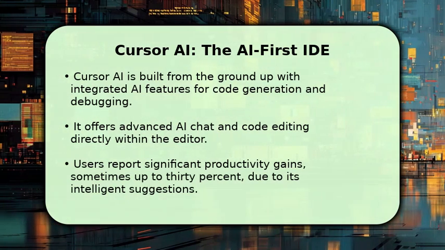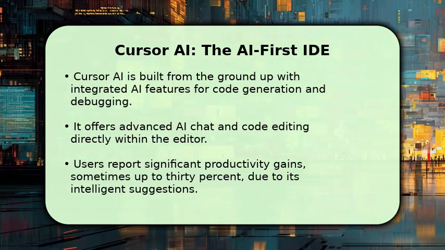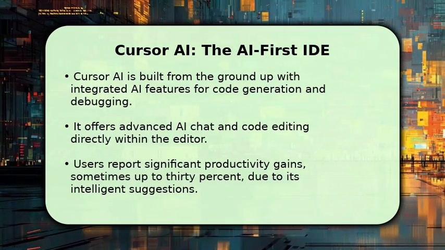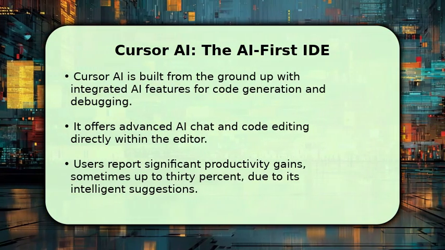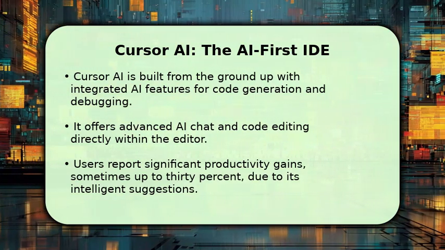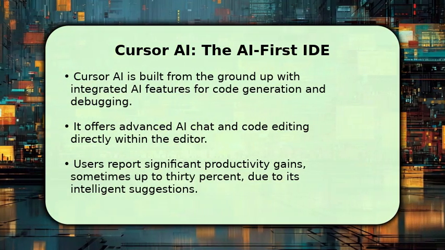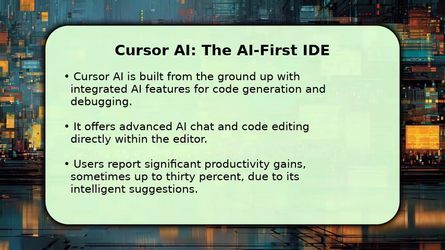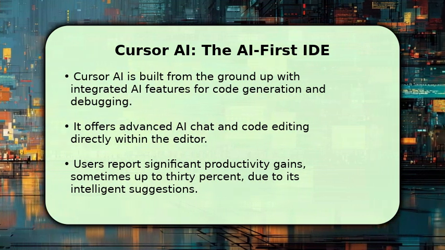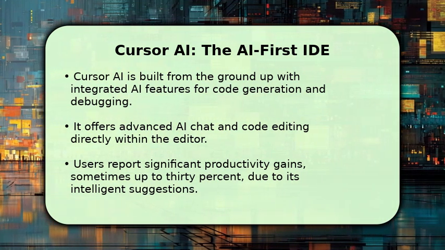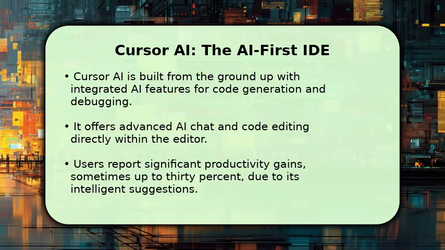Cursor AI stands out as an AI-first integrated development environment designed to supercharge your coding. It offers deep AI integration for tasks like code generation, debugging, and refactoring directly within the editor. Many users report significant productivity boosts, sometimes up to 30%, thanks to its intelligent suggestions and automated assistance. If you prioritize an IDE that actively helps you write and understand code with advanced artificial intelligence, Cursor AI is a compelling choice for modern development.